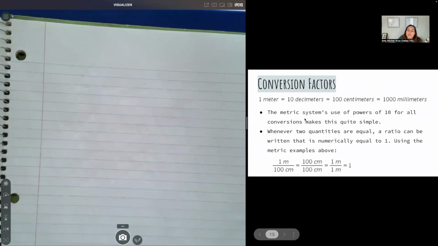And these fractions, this is all just to say that because these units are all the same, if you put them into a fraction, they all equal 1, right? 1 meter is the same as 100 centimeters. Since they're the same amount, you can put them over each other to equal 1.